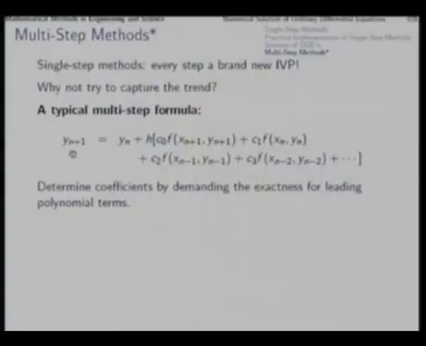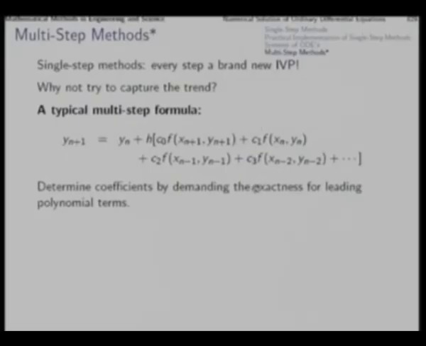So, a typical multi-step formula for solution of an ODE is this, in which you take y(n+1), that is the next value of y, as the current value plus h into a weighted sum of several function values. C0 into f at the next point plus C1 into f at the current point plus C2 into f at the previous point plus C3 into f at the yet earlier point, and so on. So, this is a typical multi-step formula.